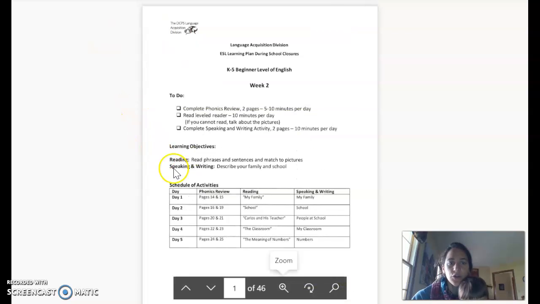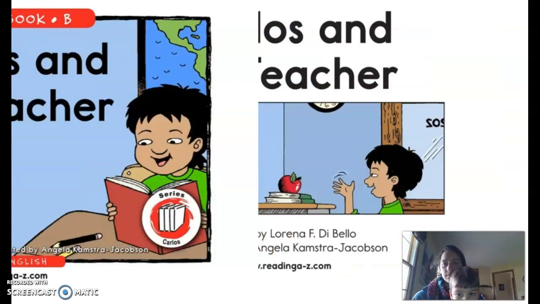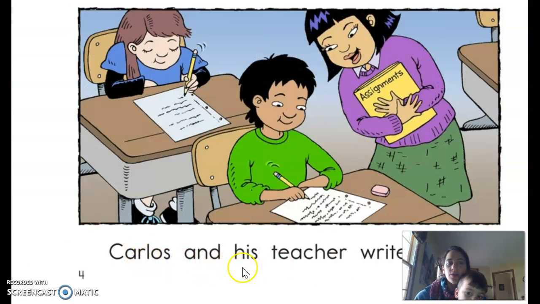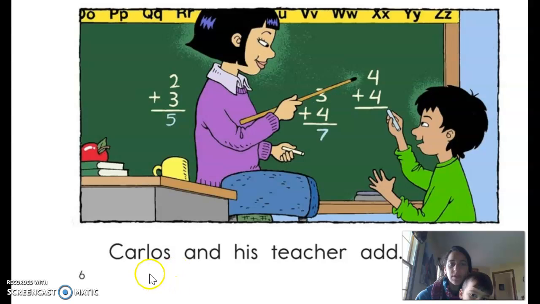Now, you guys did our phonics for today and we're going to read our book, Carlos and His Teacher. Carlos and His Teacher. Carlos and his teacher talk. Carlos and his teacher write. Carlos and his teacher read. Carlos and his teacher add.